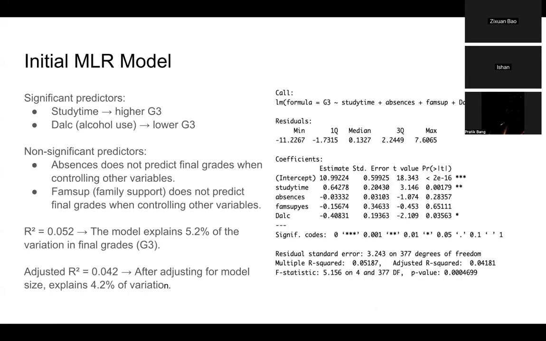Here, our main model predicted G3 using four variables, which is basically study time, absences, family support, and alcohol consumption. The results showed that study time is a significant positive predictor, where more weekly study time is associated with higher final grades. And alcohol use is a significant negative predictor, where increased alcohol consumption lowers expected G3. Now, absences and family support in this case were not significant when we control for the other variables.